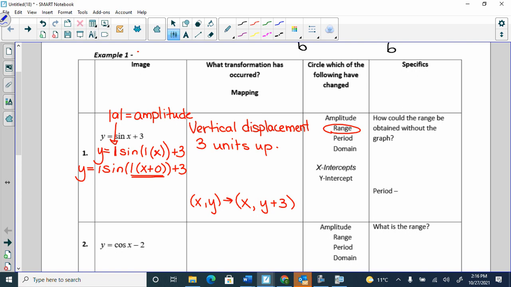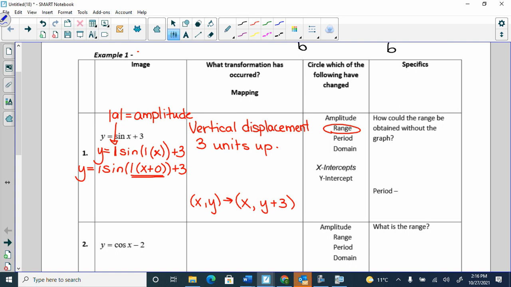Did the period change? Did anything happen to my x's? No. The period of the graph is affected by my x's. The period of the graph is actually affected by my what? What's the only thing that can make it wider, which makes the period take longer, or shrink it? Horizontal stretch. My horizontal stretch is the period of the graph.